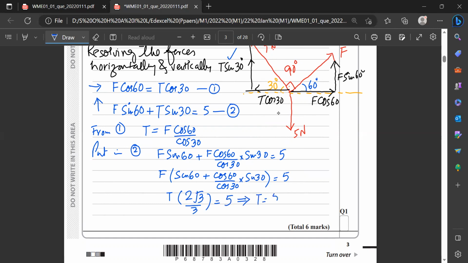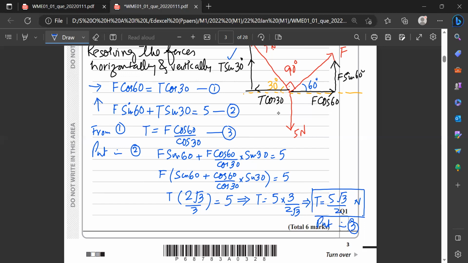So F is equal to 5 multiplied by 3 over 2 root 3, cross multiplication. 5 multiplied by 3 divided by 2, and when you use a calculator, 5 root 3 upon 2 newtons is the value of F. You can use this value in 3, and the final answer would be there.